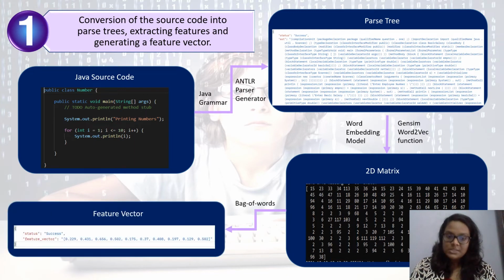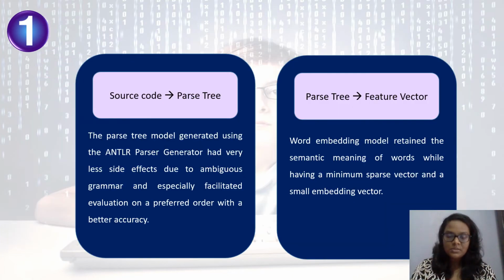And overall, once it's passed through the bag of words model, a feature vector is generated, which is a range of values between 0 to 1. So during this conversion of source code to parse tree, we use the ANTLR parser generator because the ANTLR parser generator had very few side effects due to ambiguous grammar, and it especially facilitated evaluation in a preferred order with a very high level of accuracy.